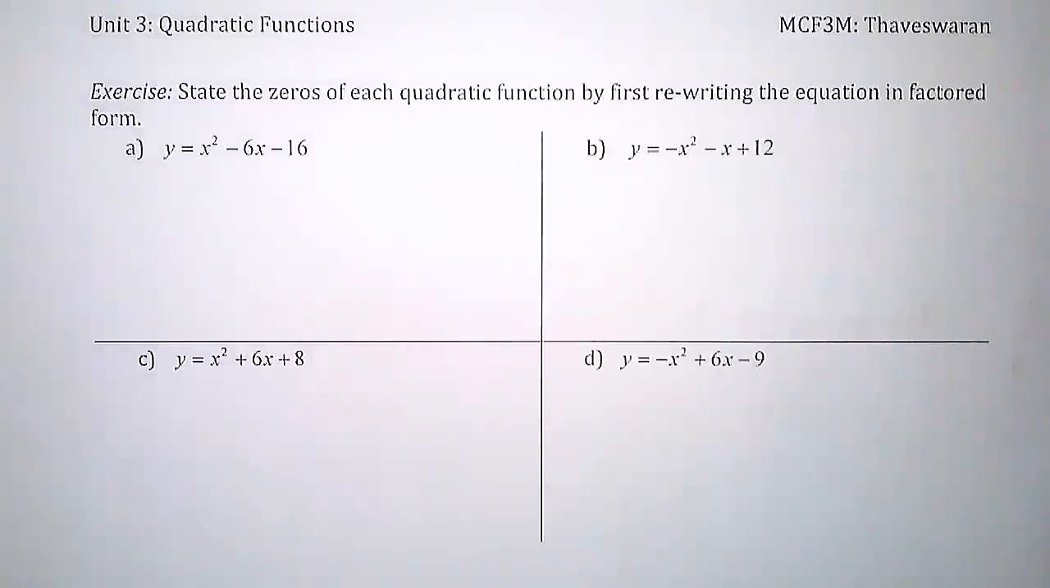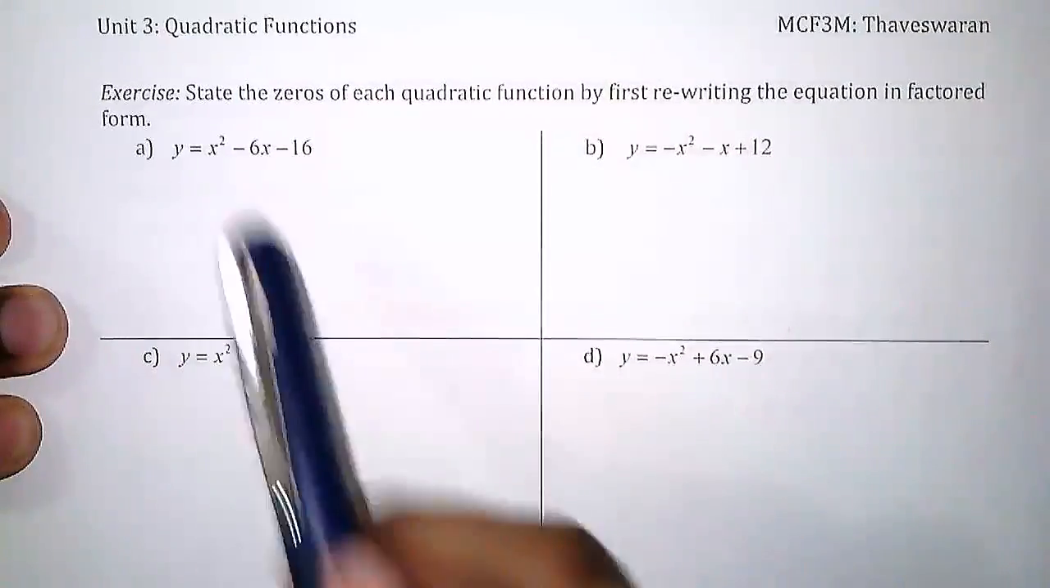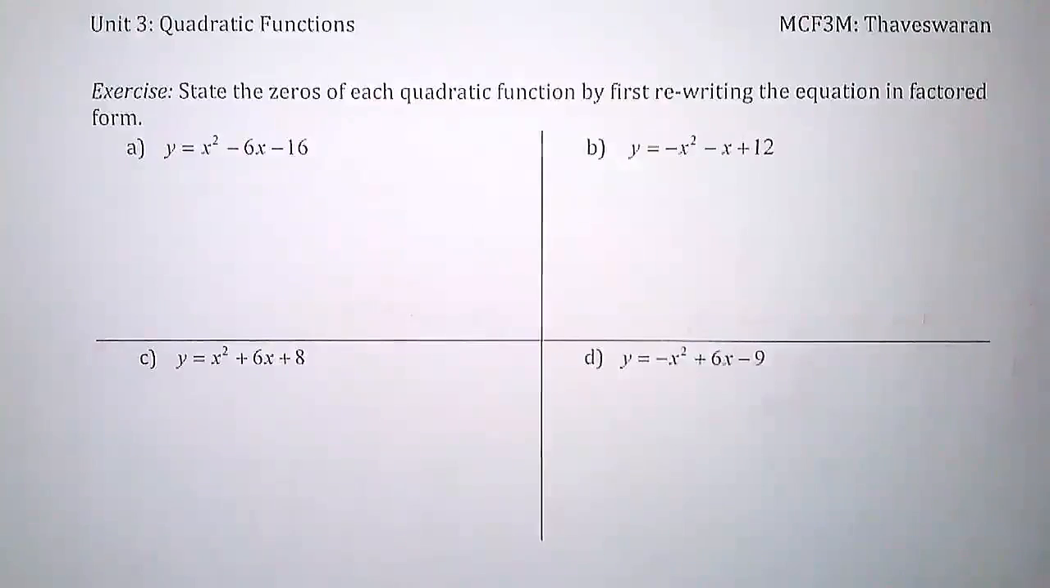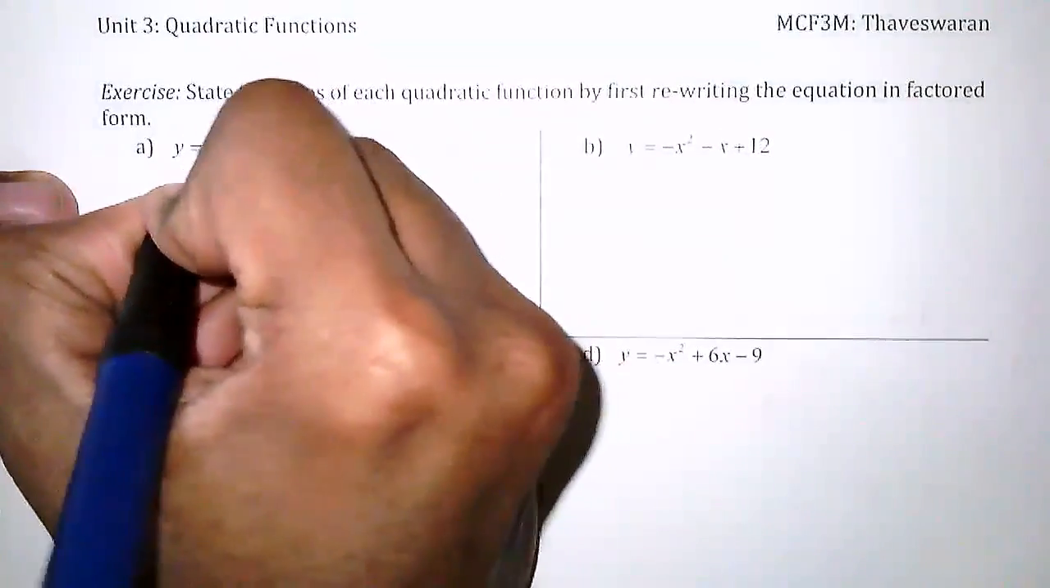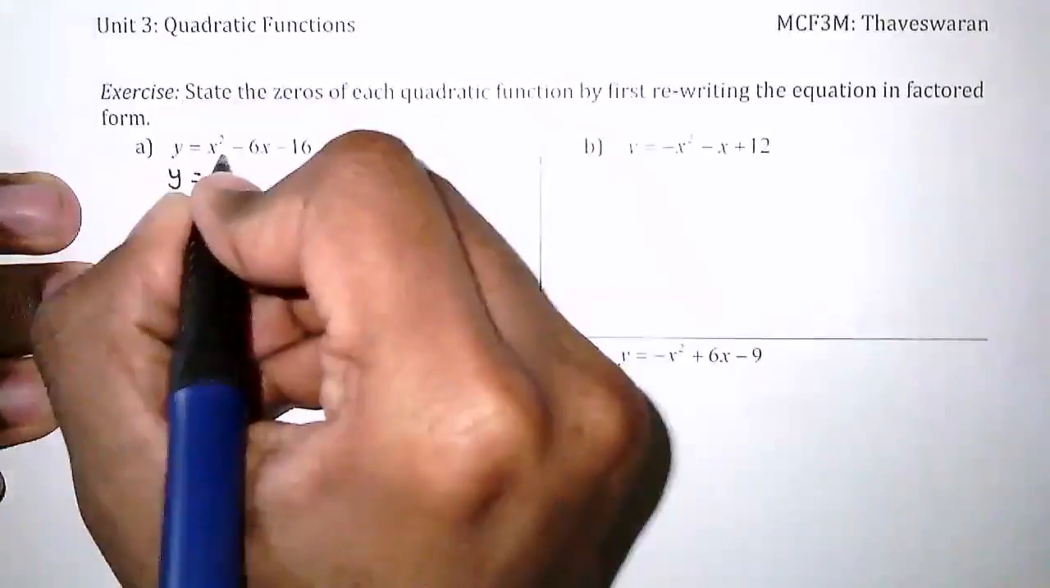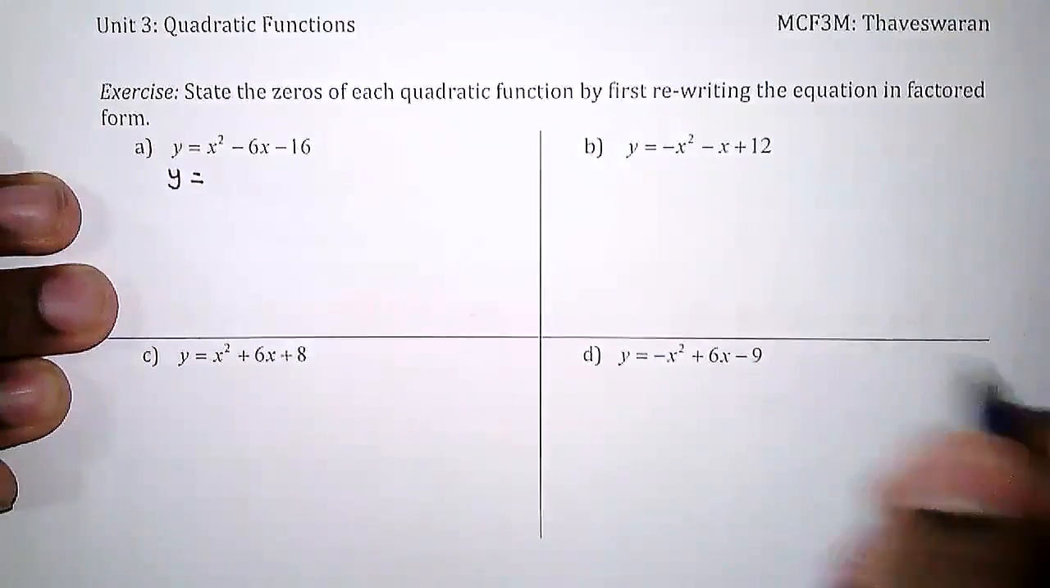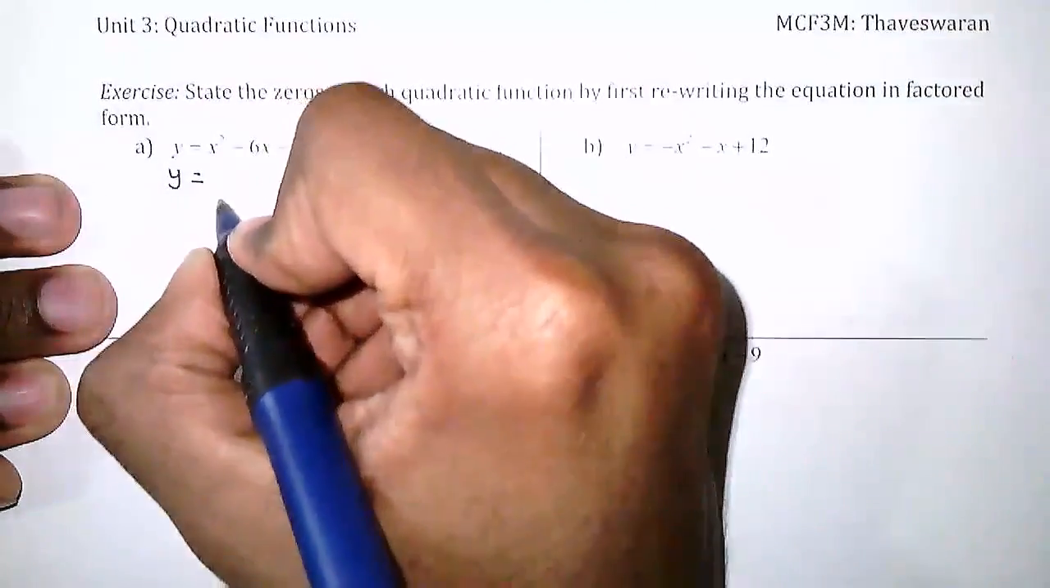So for this exercise, it says state the zeros of each quadratic function by first rewriting the equation in factored form. So you should recognize that when they give you a quadratic equation like this, it's standard form. So let's make it into factored form first, and I want to show you the process by which you find the zeros. So here, we're going to write y, and we need to factor this expression on the right.